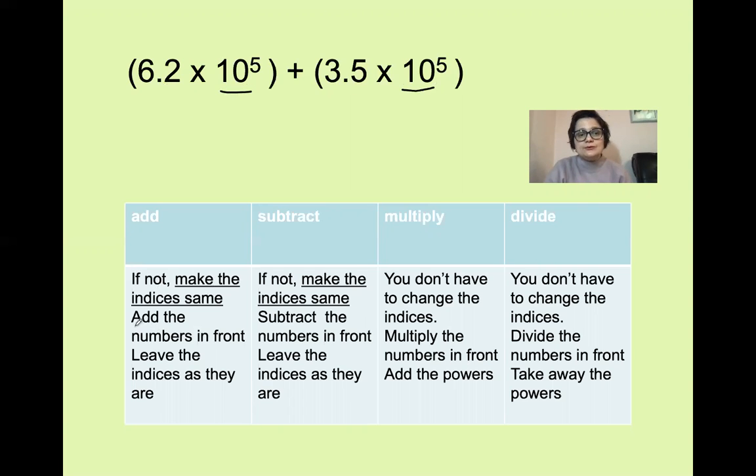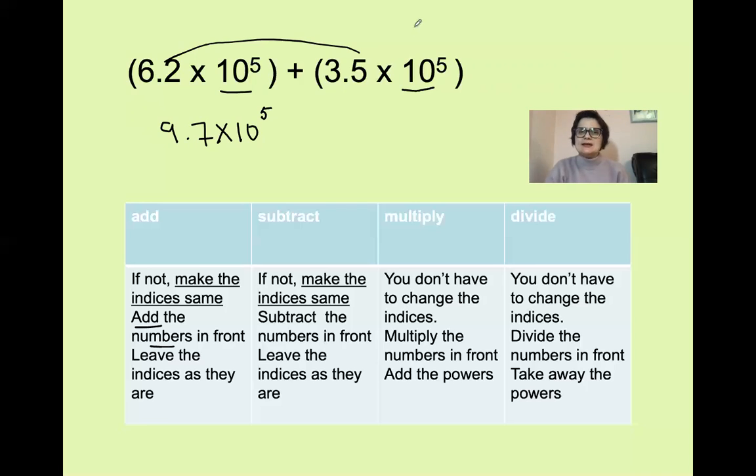So all we need to do is add the numbers in front. So 6.2 plus 3.5 makes 9.7. So add the numbers, leave the indices as they are. So 9.7 times 10 to the power of 5. We don't add the indices, it's just like that.